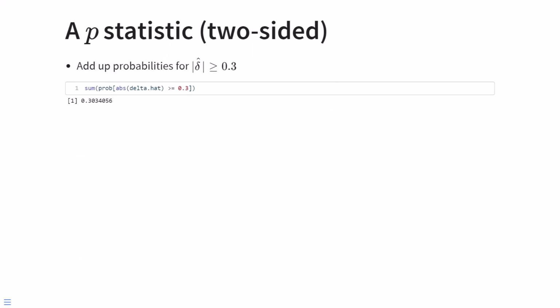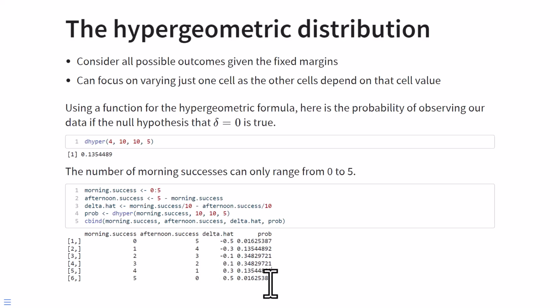If I wanted to do a one-sided hypothesis, say I suspected that the judges are biased toward the morning performances, then I can just add up the probabilities for delta hat being greater than or equal to 0.3. So looking back at our table again, I would only look at this upper tail of probabilities.